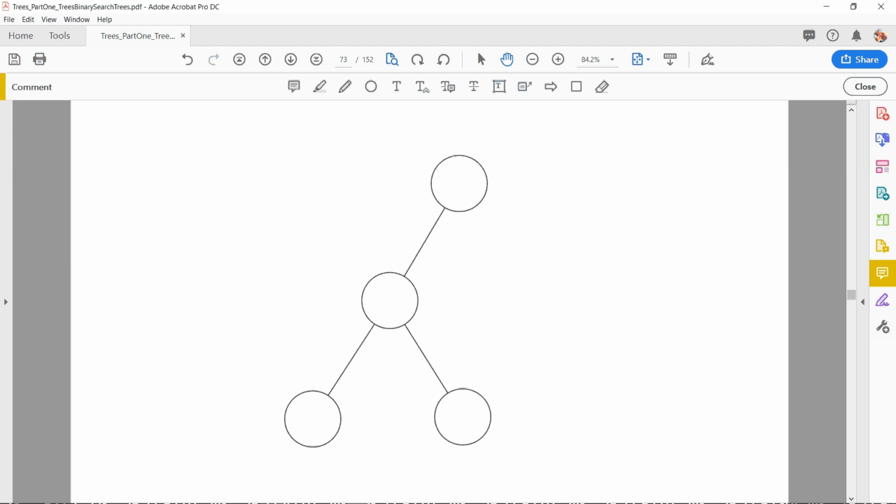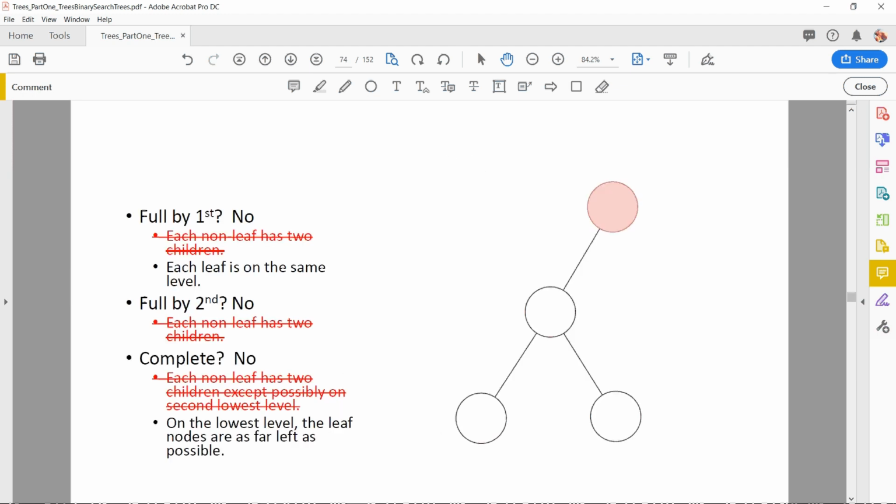Take a look at this one. So this is neither full nor complete, and it's all from that root node. So here's an example of a non-leaf with one child. So that makes it not full by either definition. And because that non-leaf with one child happens above the second level, it also makes it not complete.